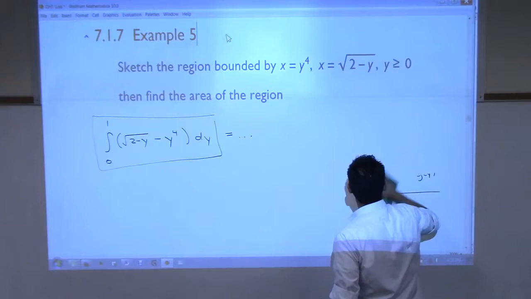Now we plug in pi over 2. So be careful here. Pi over 2, what's pi over 2 squared? Pi squared over 4 times 1/2. Pi squared over 8. So I'm going to write it as 1/8 pi squared. Now plug in pi over 2 into cosine. Cosine of pi over 2 is 0.